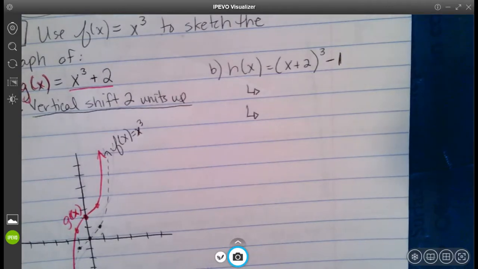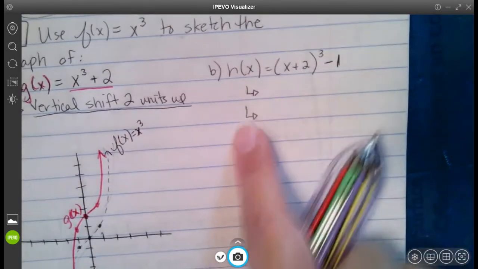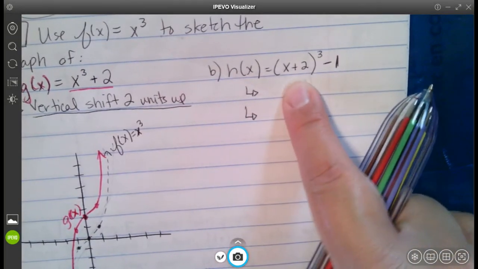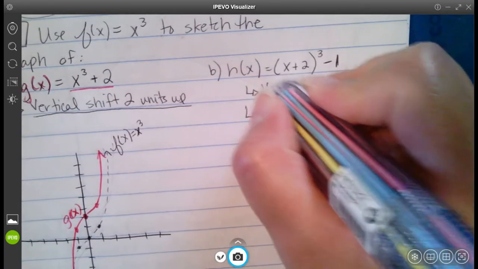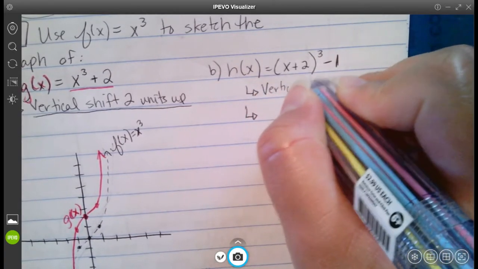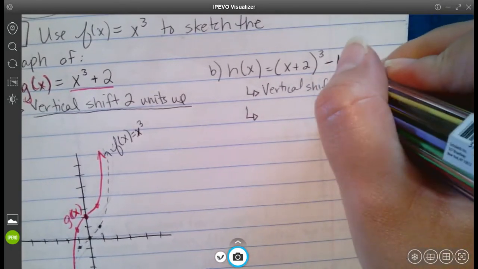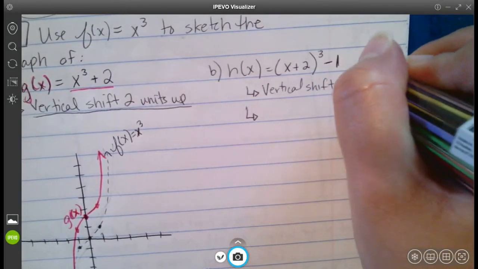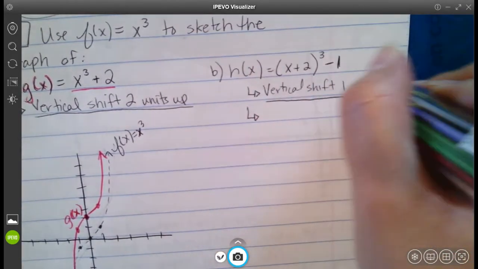So we have h of x is equal to (x plus 2) cubed minus 1. So this one has two transformations, okay? It has a 2 on the inside and a 1 on the outside. So I'm going to put the one that I already know because we just did one like it. We have a vertical shift 1 unit down. Okay, that's one of them.